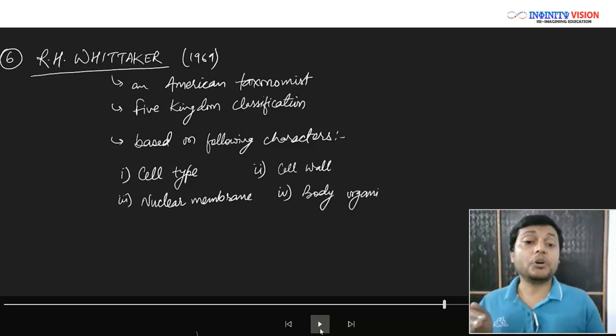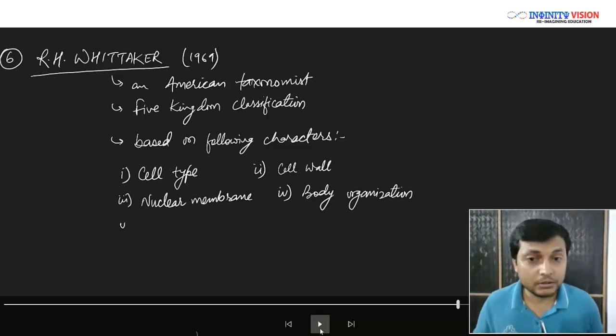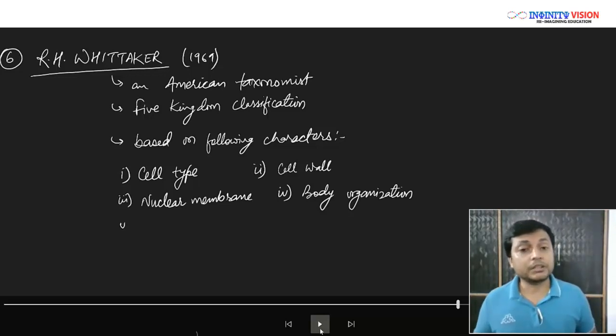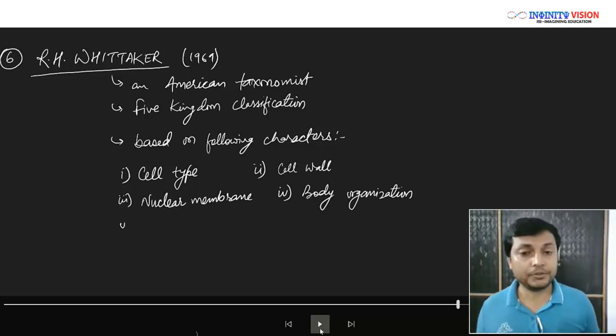The fourth one is body organization, that is whether the organism is unicellular or multicellular. If multicellular, whether it has a tissue level of organization, or the tissues unite to form organs, or the organs form the organ system. So body organization, or you can say the complexity of the body structure.